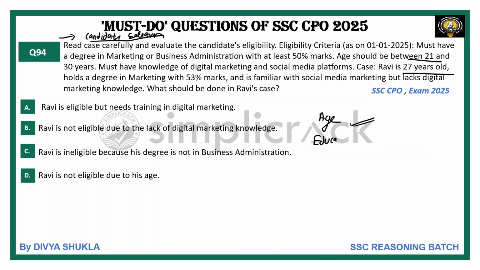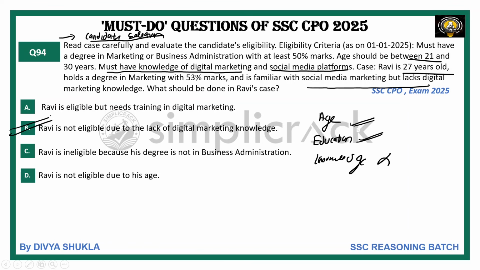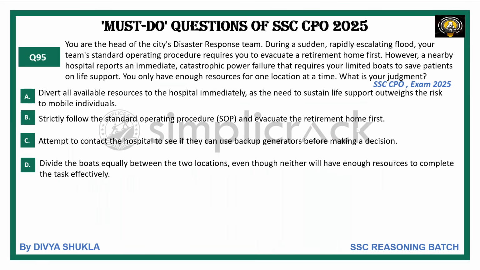Educational criteria. You needed a degree in marketing or business administration with at least 50% marks. Ravi has a degree in marketing with 53% marks, satisfied. And he is familiar with social media marketing but lacks digital marketing. It said that he must have knowledge of digital marketing and social media platforms. This is a must. That means he fails on the knowledge part. So Ravi is not eligible due to the lack of digital marketing knowledge. I hope this is clear.